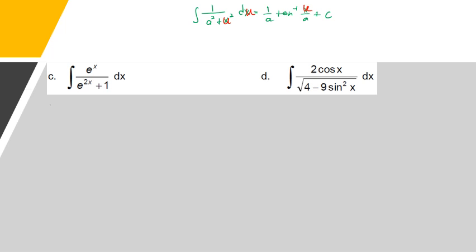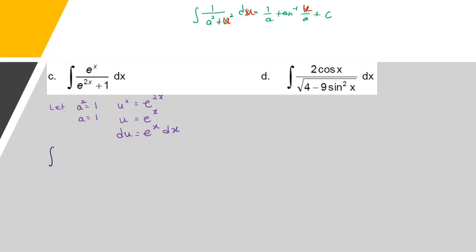So, let A is equal to 1. Ingat A ni mesti nombor. So, A square equal to 1. So, A is equal to 1. Next, U square equal to exponent to X. So, U is equal to exponent X. Bila ada U, kena cari du. So, du equal to exponent X dx. Okay. So, substitute into the question C.